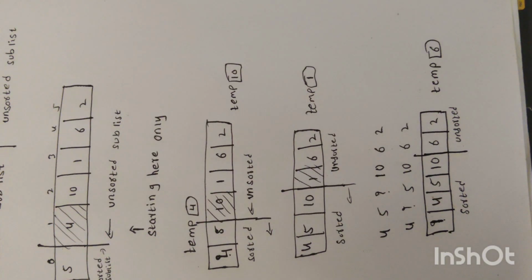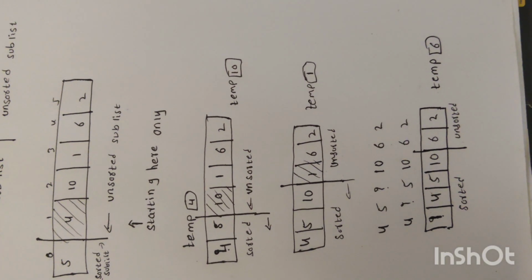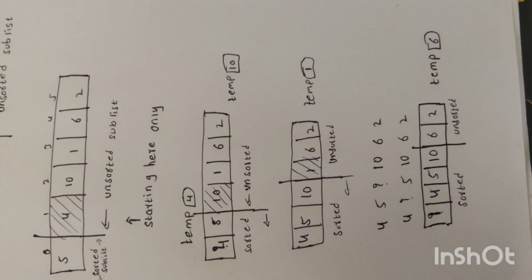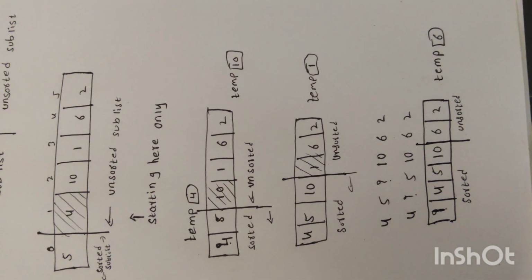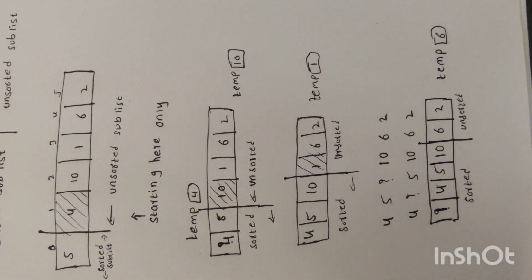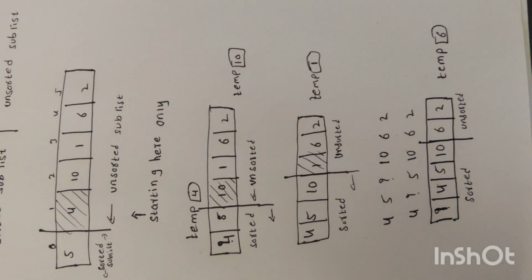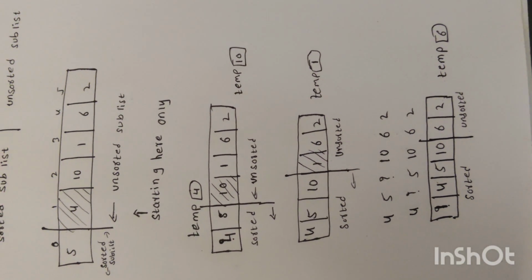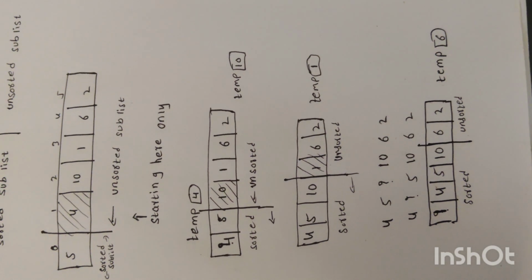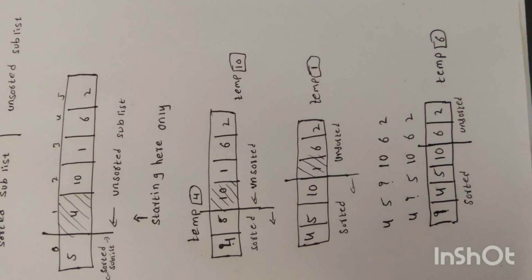It's not like you have to compare the 6 with all the values. No, just find the proper place. As soon as you find the proper place, you just insert this temp value. Fine. If you are not finding the proper place, like in the case of 1, then obviously we have compared it with all the values, and because of that we can insert this 1 at the starting only.